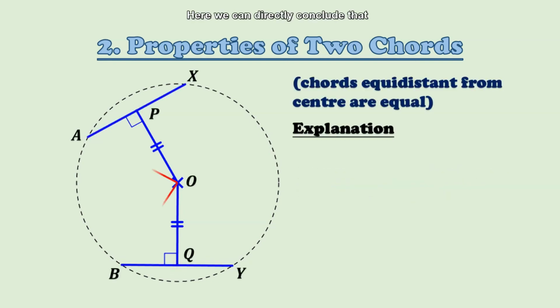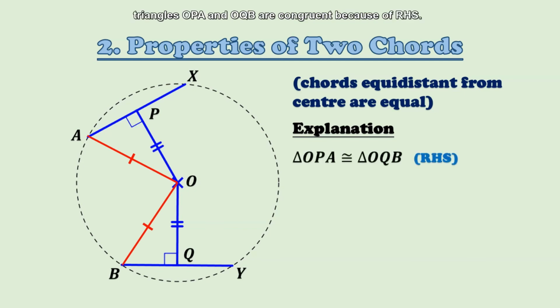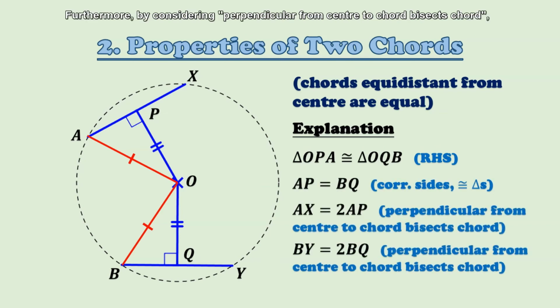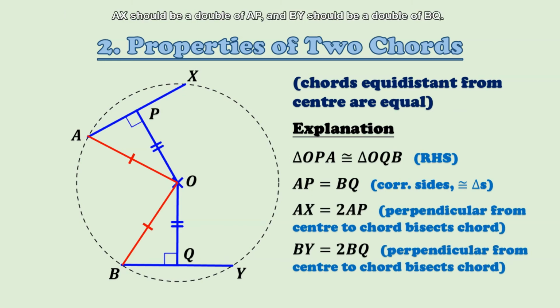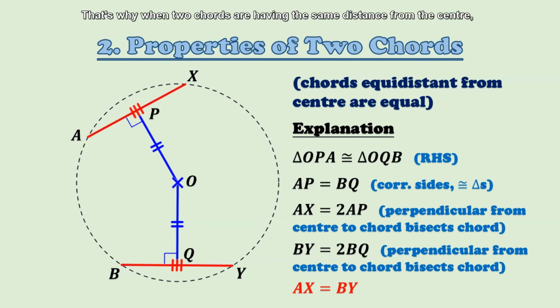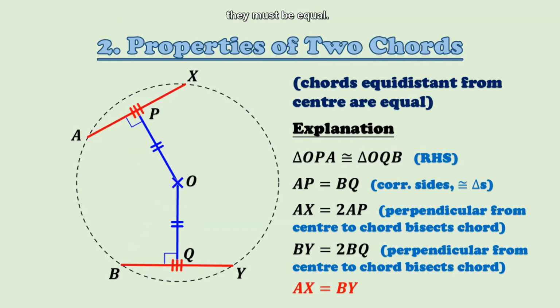Here we can directly conclude that triangles OPA and OQB are congruent because of RHS. Therefore, AP and BQ are the equal corresponding sides. Furthermore, by considering perpendicular from center to chord bisects chord, AX should be double of AP and BY should be double of BQ. As a result, AX must be equal to BY. That's why when two chords have the same distance from the center, they must be equal.